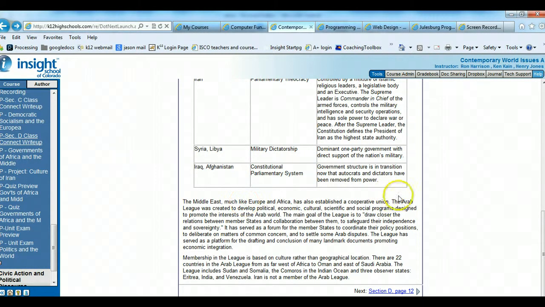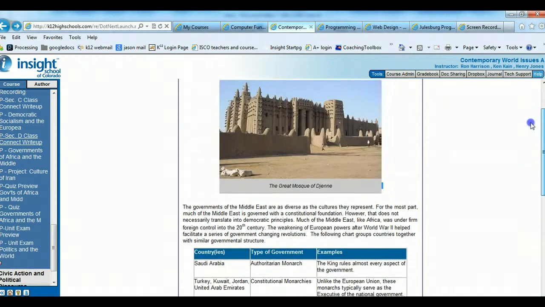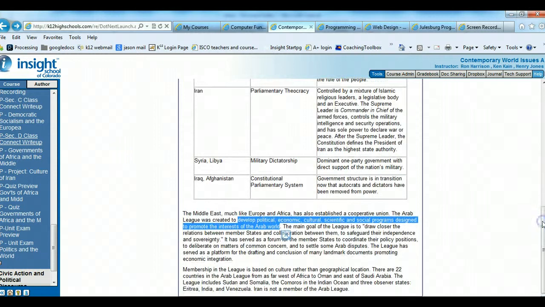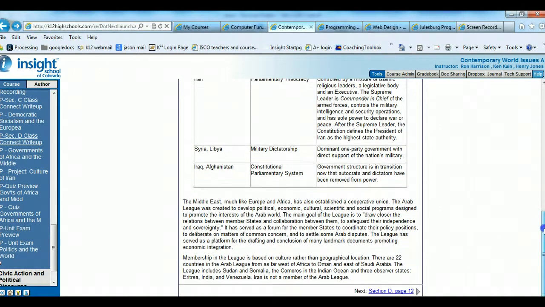So this area, this Middle East, they formed what's called the Arab League. The Arab League, you can see, was created to develop political, economic, cultural, scientific, and social programs to promote interests of the Arab world. So that's what the Middle East is also called sometimes. The area of the Middle East is called the Arab world. But of course, you have Israel there that is not an Arab country, and you have a few of the African countries that are not really Arab countries. But that region can sometimes be called the Arab region. So you can see that there are 22 countries that form the Arab League, and many that do not, obviously.